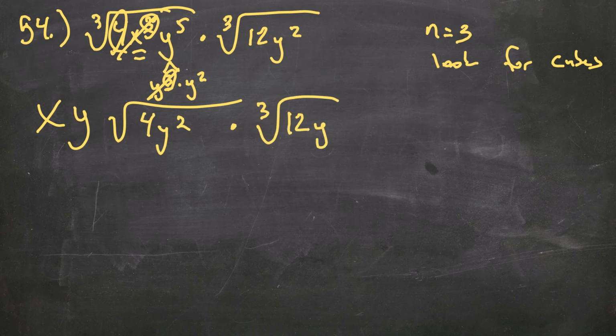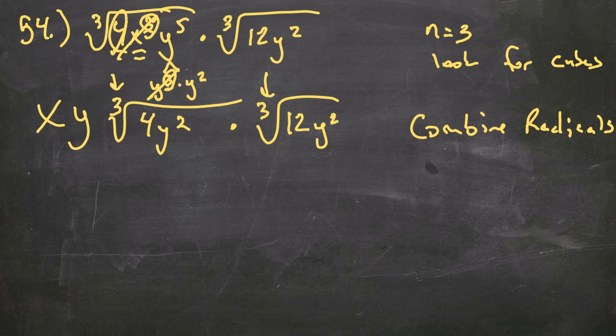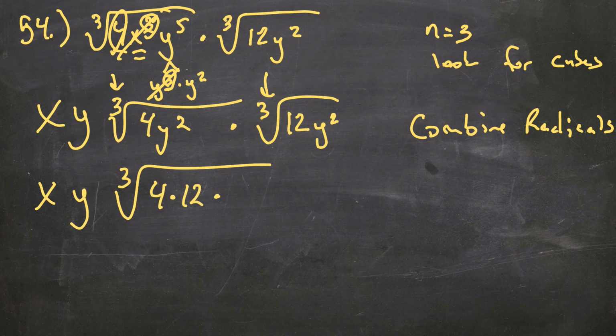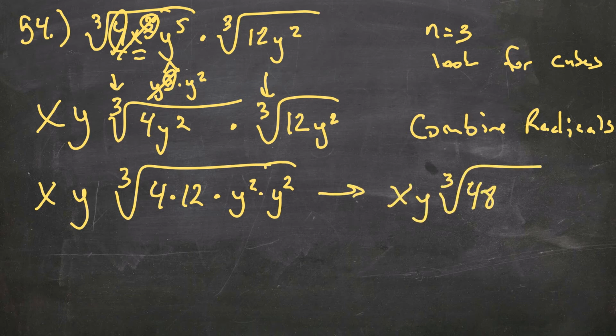12, not a perfect cube. Y squared, not a perfect cube, so they have to stay in jail forever. Now I'm going to combine my radicals. Because they both have little 3's, because that and that match, I can multiply this, x, y, 4 times 12 times y squared, xy cube root of 48 y to the 4th.